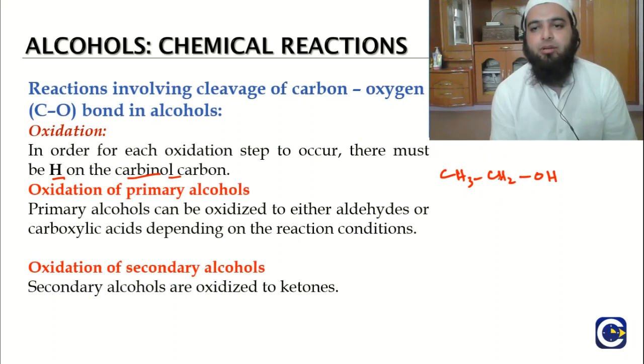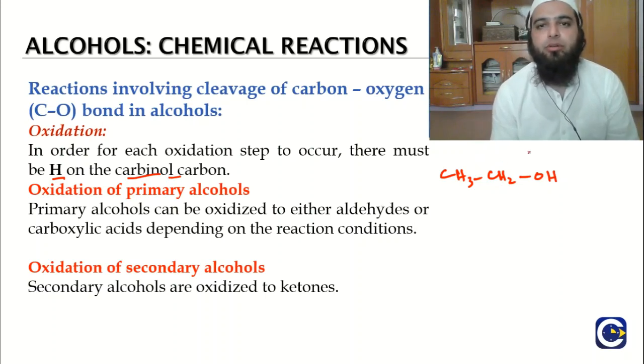To this carbonyl carbon we have two hydrogens attached, and that means two oxidation steps can occur in the oxidation of this primary alcohol, and we can get the corresponding product. If one hydrogen is removed from this carbon, we get an aldehyde, and the successive removal of another hydrogen gives us the carboxylic acid. This is what we have to remember. So in the oxidation of primary alcohols, we can get aldehydes or carboxylic acids, depending upon the reaction conditions and the type of reagent we are using.